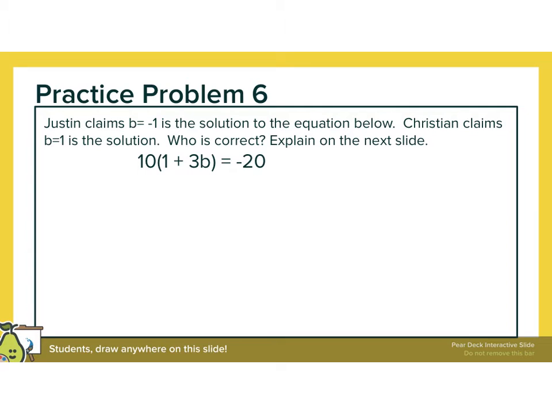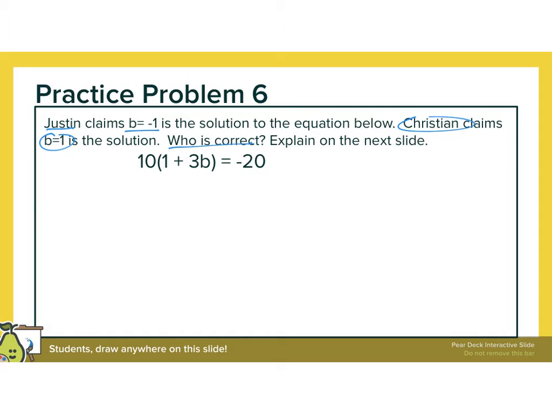All right, practice problem 6. So Justin claims b equals negative 1 is the solution. Christian claims b equals positive 1 is the solution. Who's correct? I could plug in, but I'd be plugging in twice, so I'm just going to go ahead and solve it and then check my answer to see who I agree with.